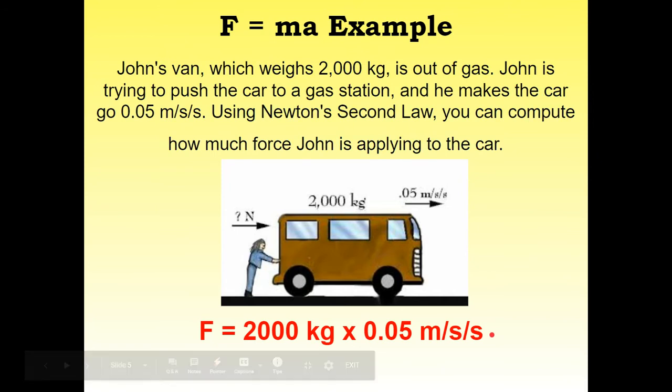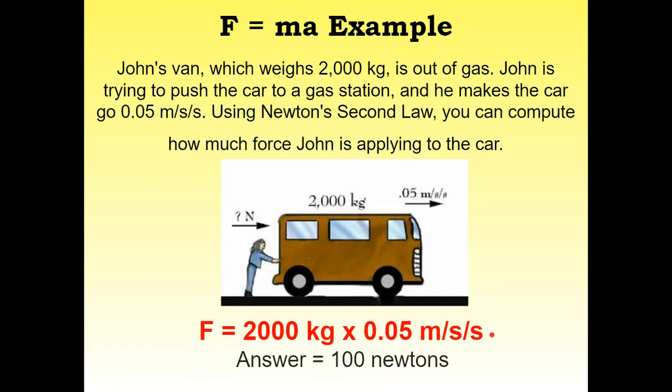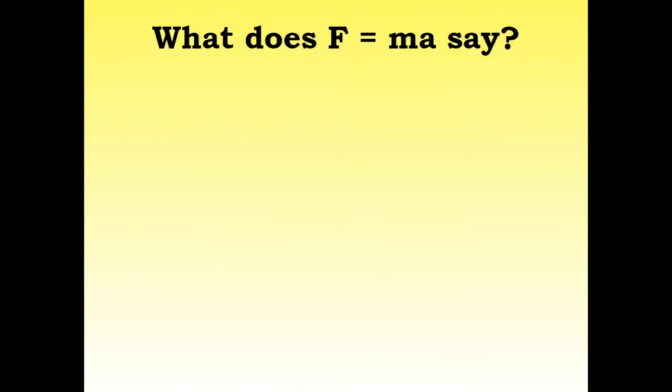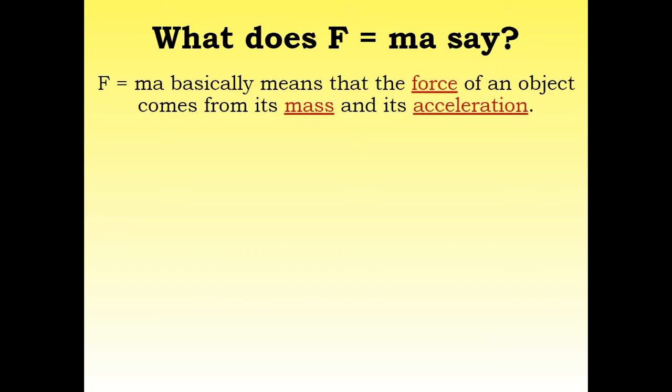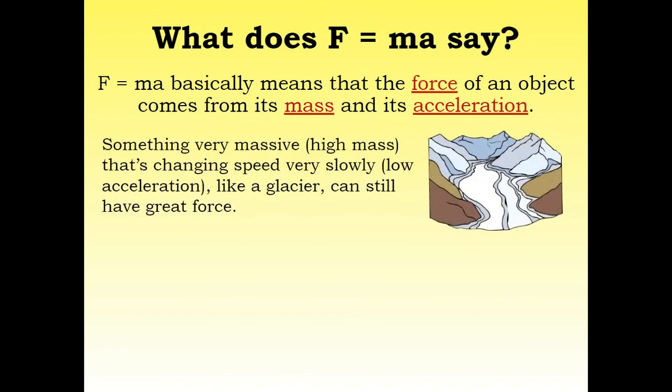2,000 kilograms times 0.05 meters per second is 100 newtons. So John is pushing on that van with 100 newtons. Again, we used our formula, F equals ma, to find that answer. So what does F equals ma say? F equals ma basically means that the force of an object comes from its mass and its acceleration.